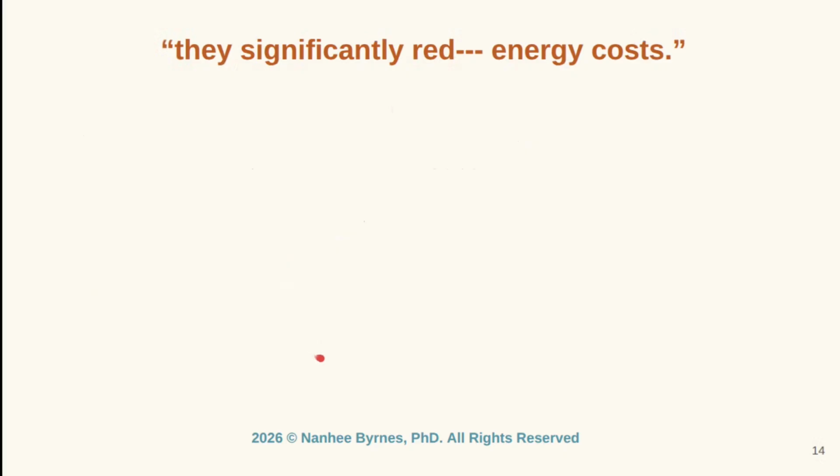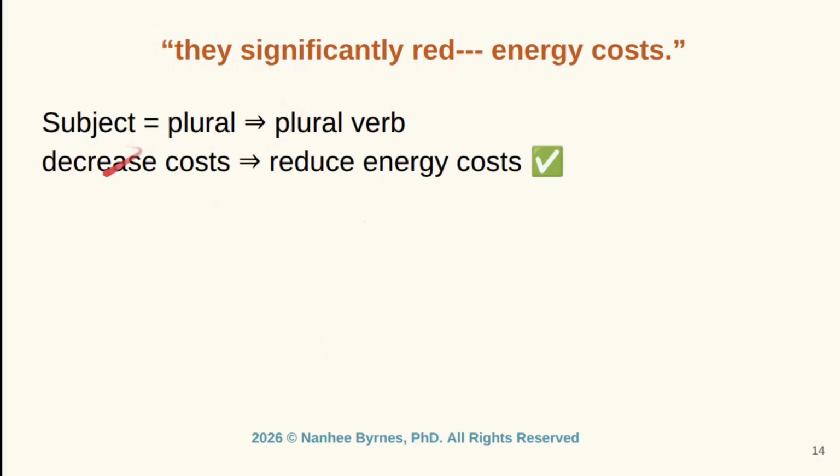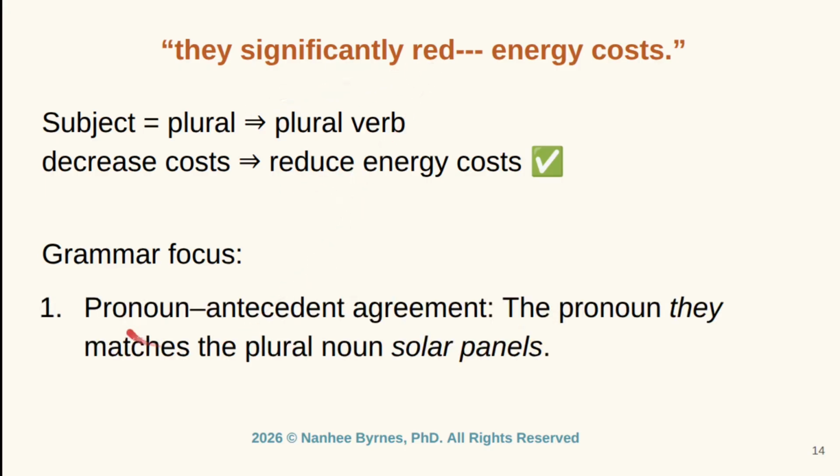Now we have: they significantly reduce energy costs. What form should the verb take? The subject they is plural, so the verb should be in the base form without an s. The meaning is that solar panels actively decrease costs, so the correct verb is reduce. Putting it together, they significantly reduce energy costs.